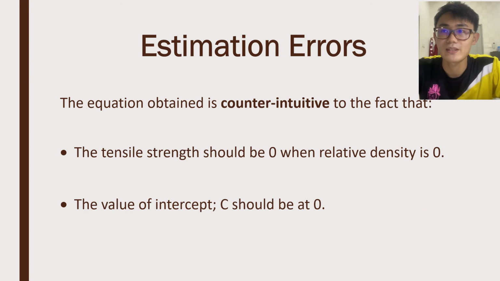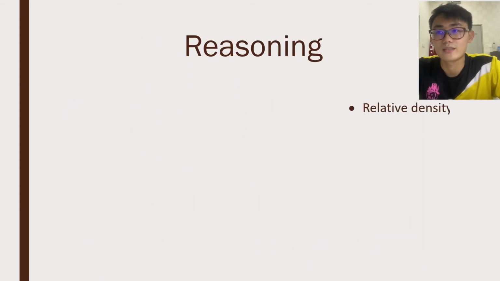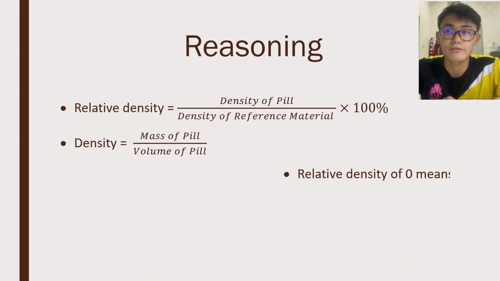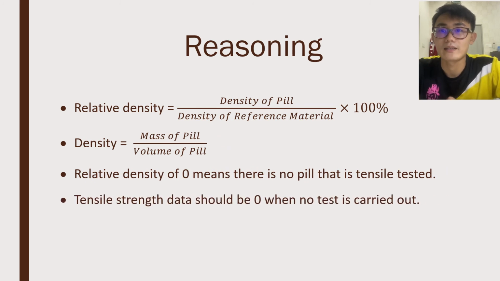As for the estimation error, the equation obtained is counterintuitive to the fact that the tensile strength should be 0 when relative density is 0. This means that the value of intercept C should be 0 when there is no test. The reasoning: relative density equals density of PU over density of reference material times 100, and density equals mass of pill over volume of pill. A relative density of 0 means there is no pill that is tensile tested, and the tensile strength should be 0 when no test is carried out.